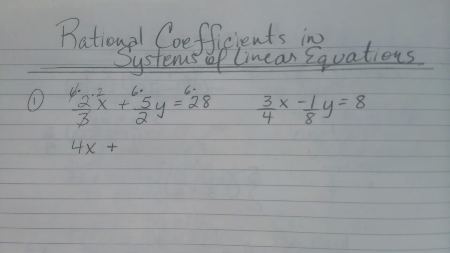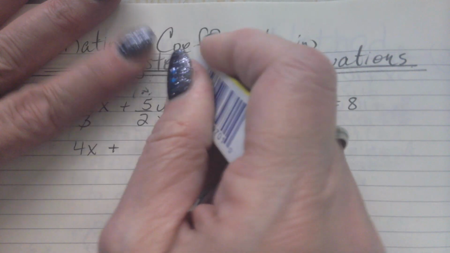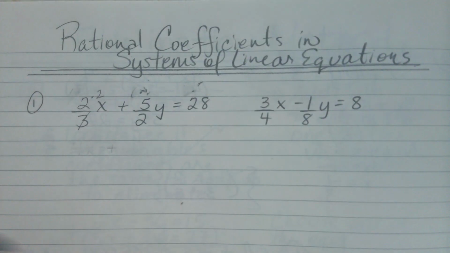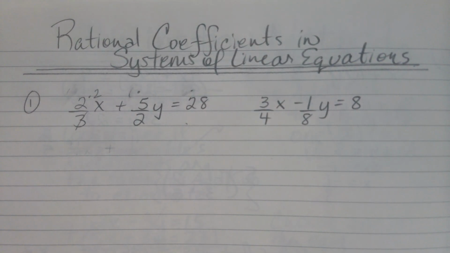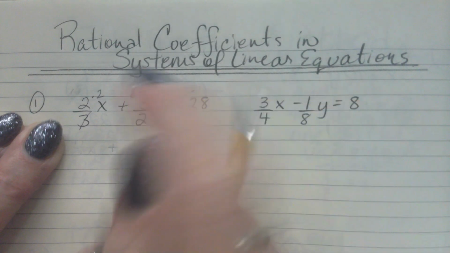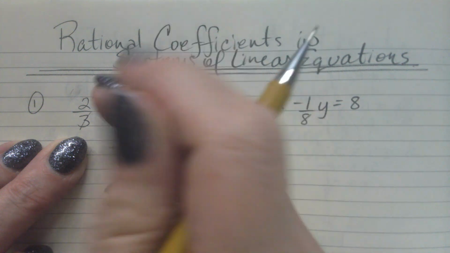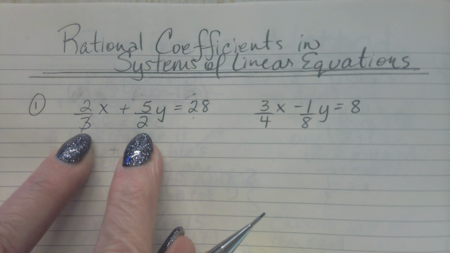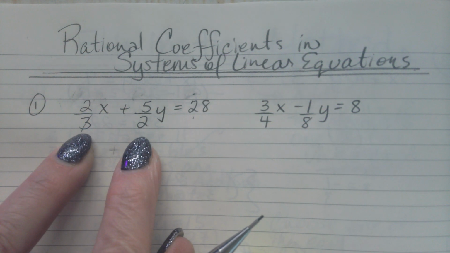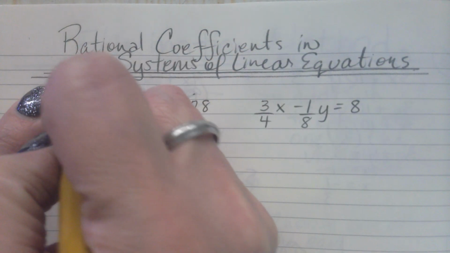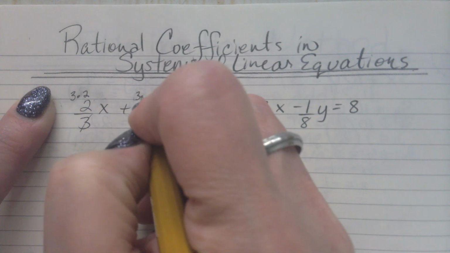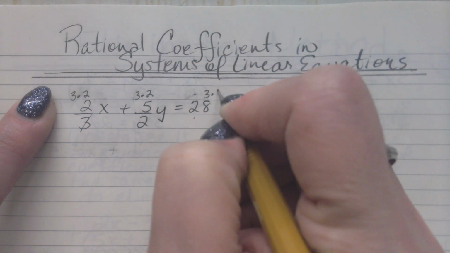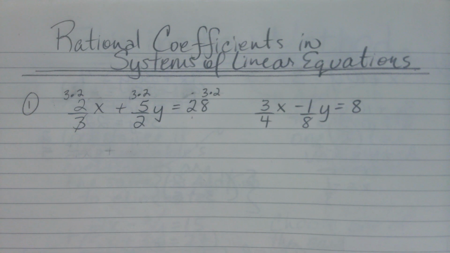So, rational coefficients. To get rid of denominators, I'm just going to erase this for a second. Find your common denominator. The goal is to eliminate the denominator. Let's look at it this way: my common denominator is 6, but a 3 and a 2. Let's say I multiply this one by the 3 and the 2, this one by the 3 and the 2, this one by the 3 and the 2, rather than a 6, because 3 times 2 is 6.